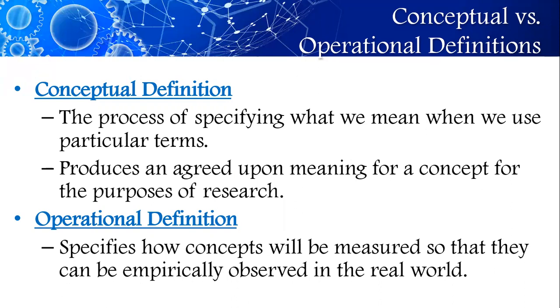In terms of operational definitions, this involves specifying how the concepts that we include in our study will be measured so that they can be empirically observed in the real world. This is particularly true for quantitative studies: we have to have a way to measure every single concept or variable in our study. If we can't measure it, we can't study it. And this is only true for quantitative research, right? Qualitative research is a whole other animal. But in quantitative research, we have to have a way of measuring every variable in our study in order for us to be able to observe it in the real world.